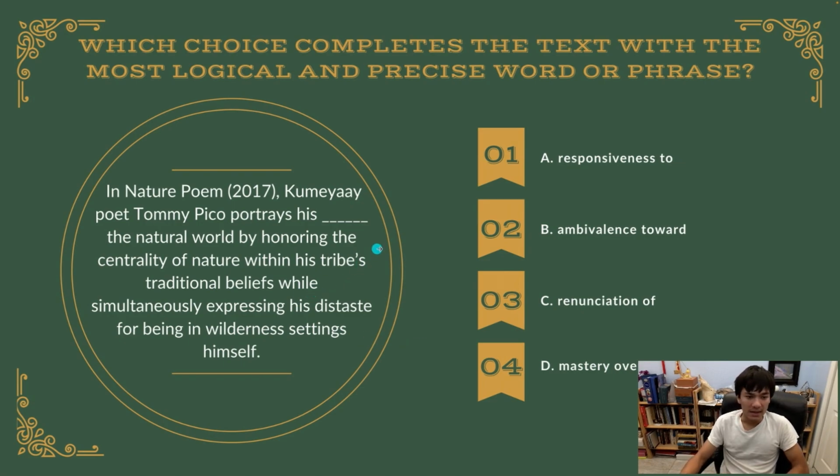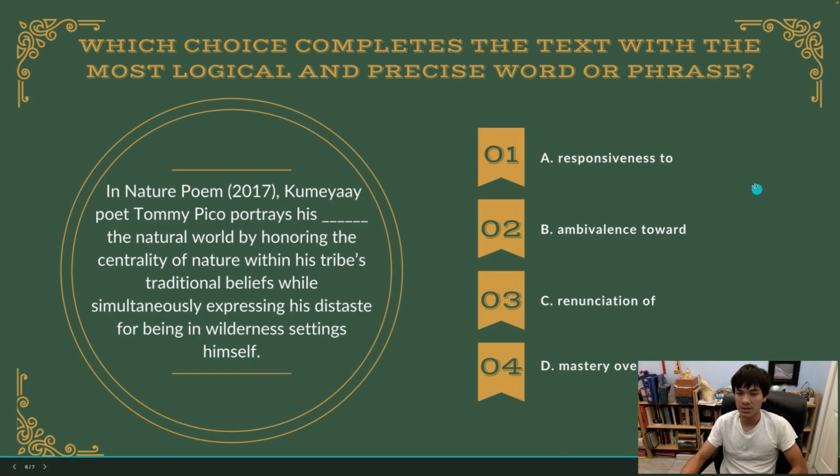So once again, we can look at the idea here. He's saying that he's honoring the centrality of nature within his tribe's traditional beliefs, but also, transition here, expressing his distaste for being in the wilderness himself. So we can see he's kind of split. Okay, so he honors nature, but also doesn't really like being in wilderness himself.